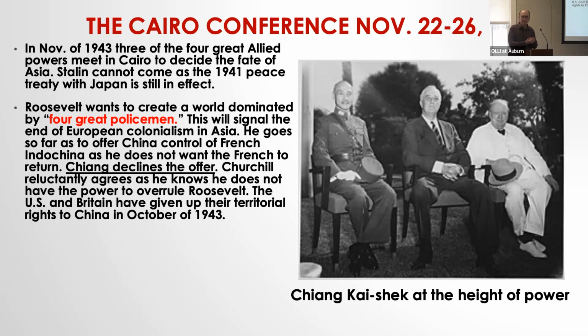But at this time, Roosevelt says, hey, you know what? China should be in charge of this. And Chiang's like, I don't know. I think maybe that's a little bit more than we want to deal with right now. We've got a lot of other problems. And he kind of declines the offer. And Churchill is going to reluctantly agree with a lot of things that go on at this conference as well, because Churchill doesn't really want to have Asia for Asians.